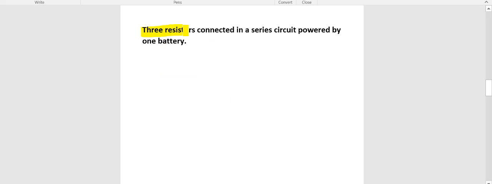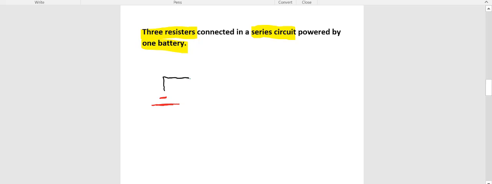Three resistors connected in a series circuit powered by one battery. Okay, so I'm highlighting the important stuff: three resistors, series circuit, and one battery. And again, you don't have to do this, but I always start with my battery. Okay, so the wire is going up. And it says I have three resistors in a series circuit, so you've got to remember your symbol for the resistor, which is like that squiggly line. Here we go.